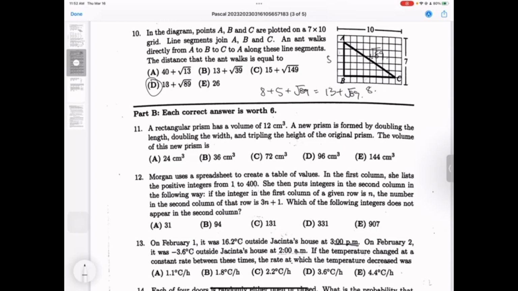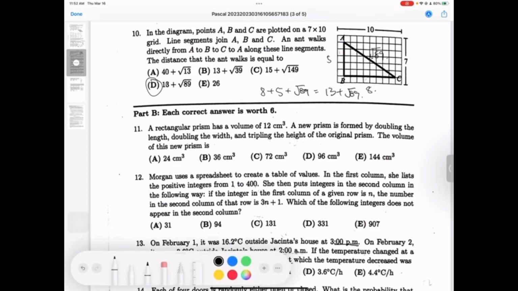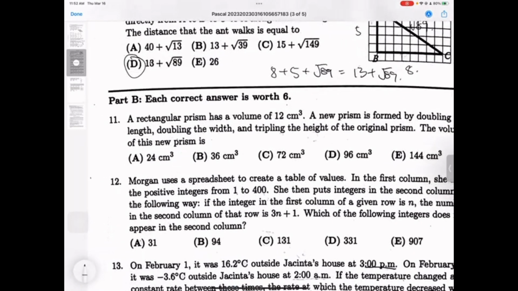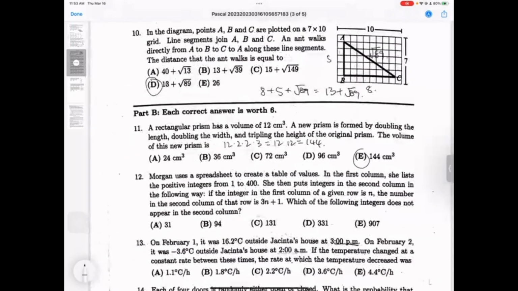Because we know that in multiplication, the order doesn't matter, we actually don't really need to find out the length, width, and height of the original prism. We can just do the 2 doubling and 1 tripling, and that is 12 times 12, and that is 144. So the answer is just 144.